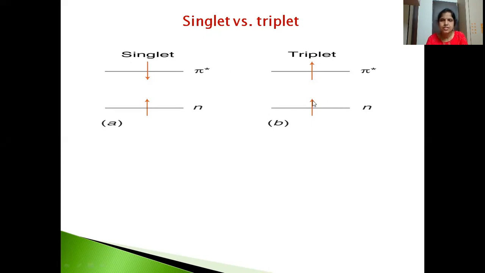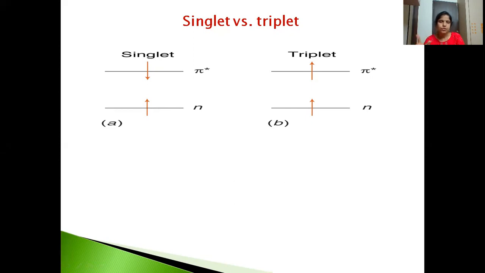Whereas when the transition is taking place, if the spin of the electron is reversed, then that leads to a triplet state. So you can see both the spins of the electrons are parallel to each other in triplet state. Whereas in singlet state, the spin of this electron is showing downward, whereas the spin of this electron is upward. So both the spins of these two electrons are opposite.